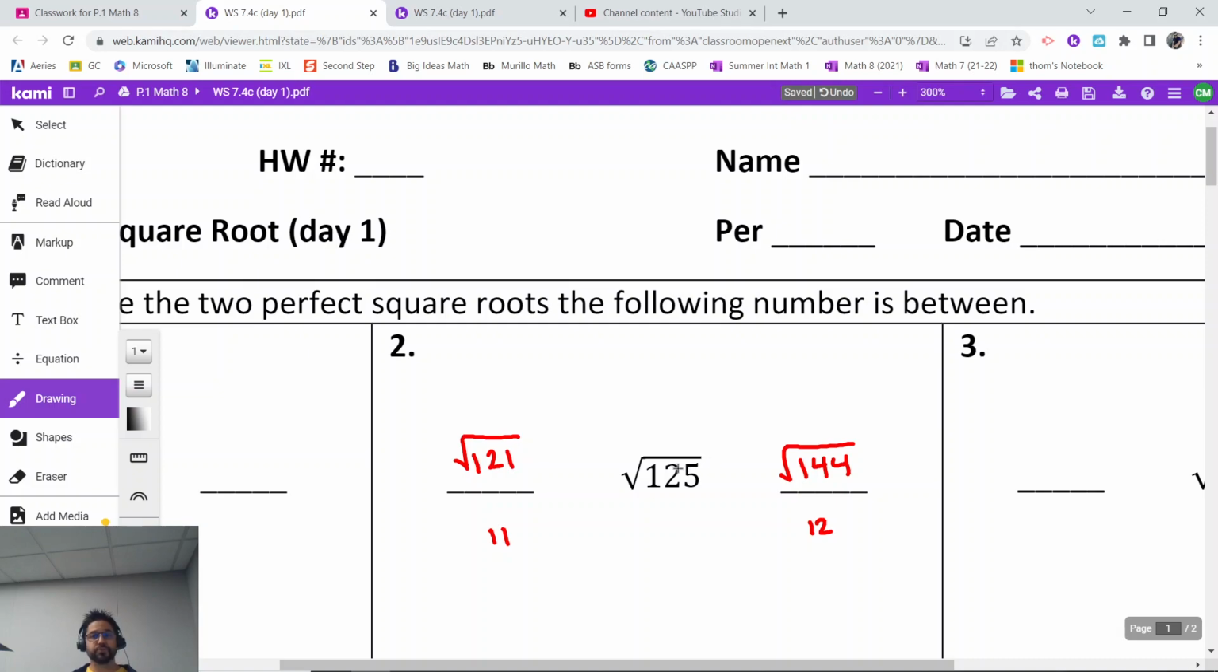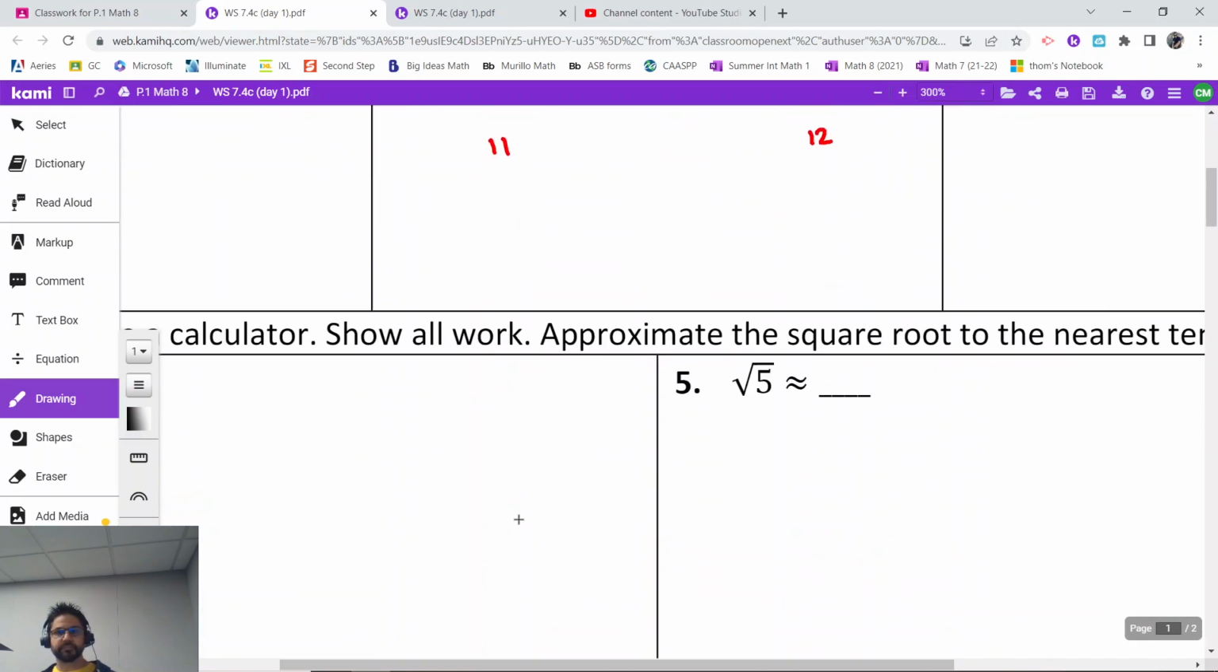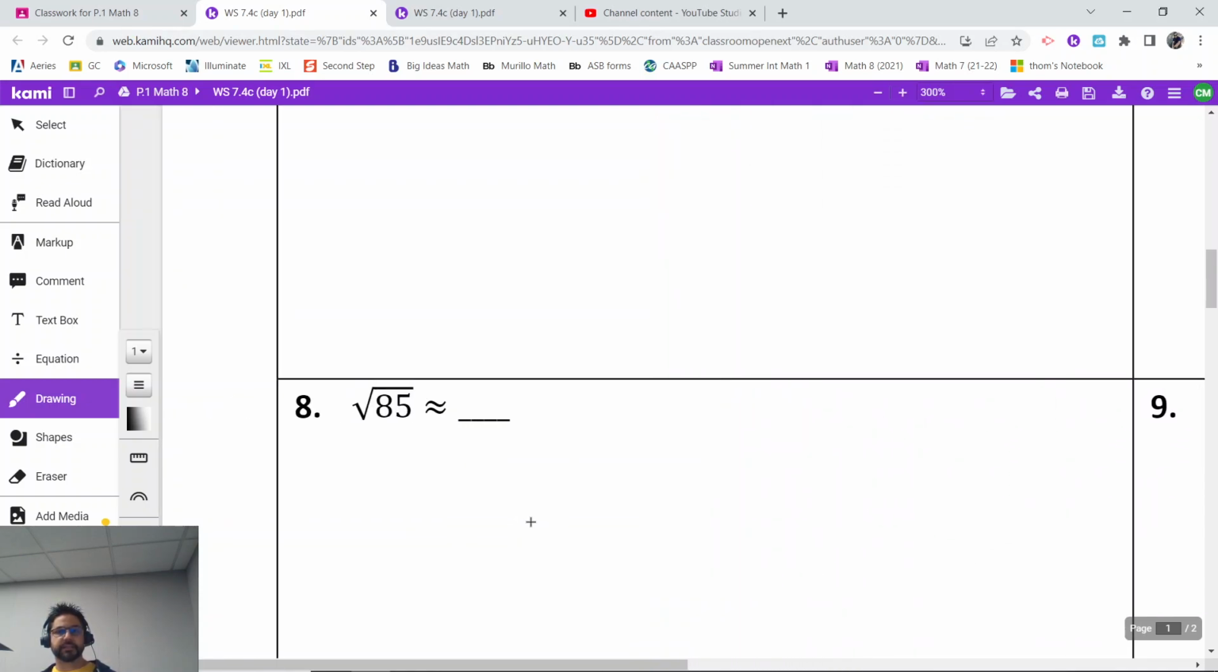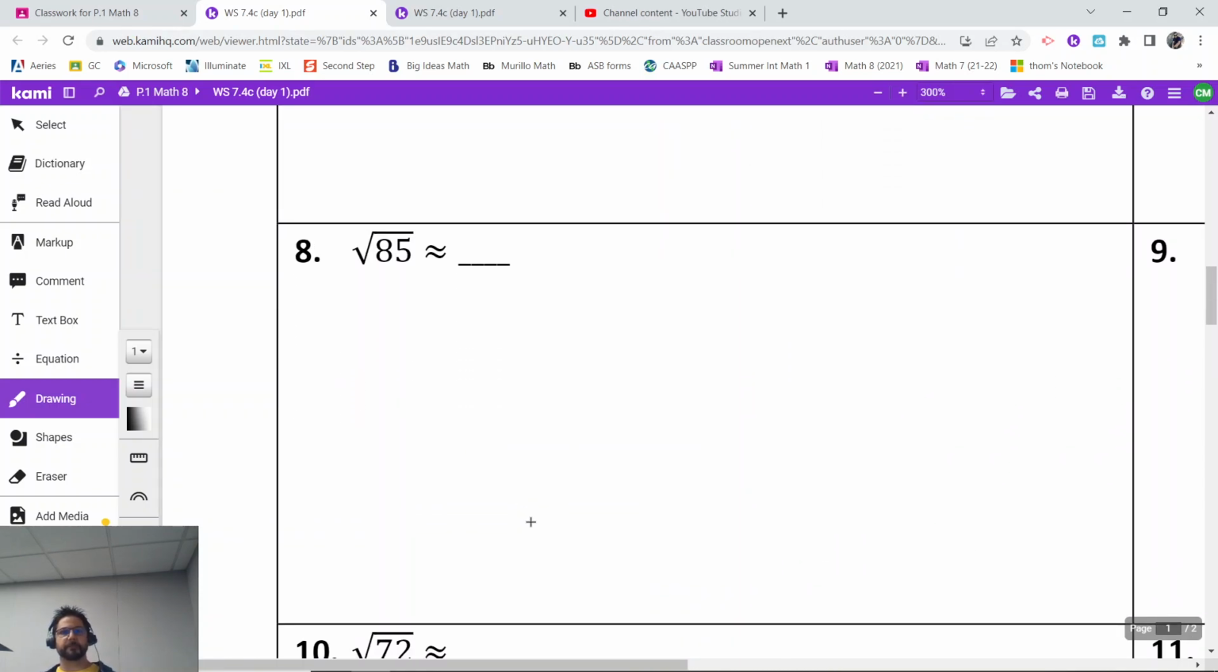Notice how the square root of 125 is so close to the square root of 121. That means our approximate answer, when we get there in a moment, is going to be a low 11, like 11.1, 11.2, and so on. All right, so let's try, let's see here. Yeah, let's try this one. The square root of 85 is going to be approximately what value?